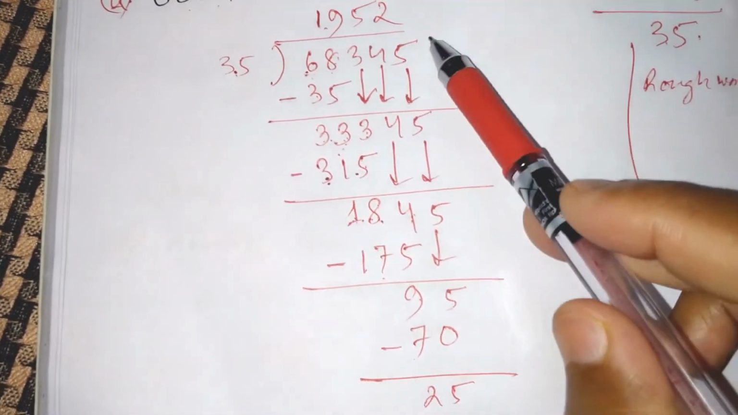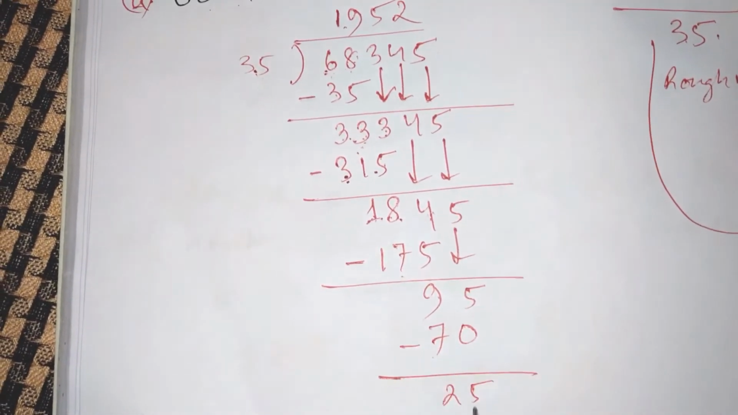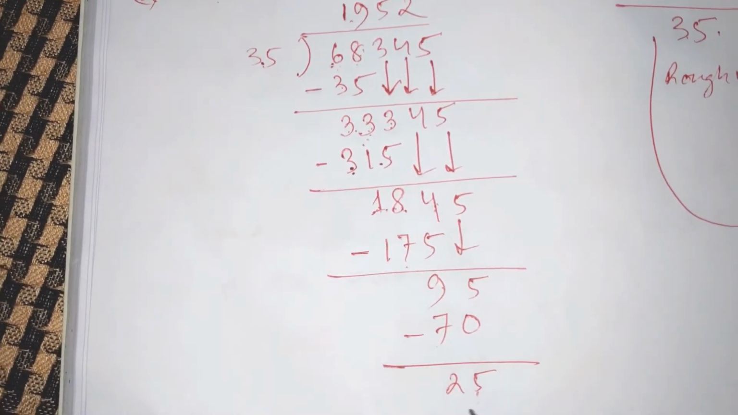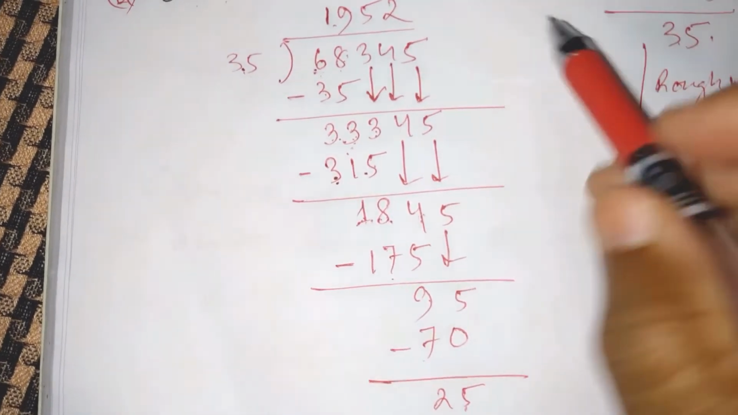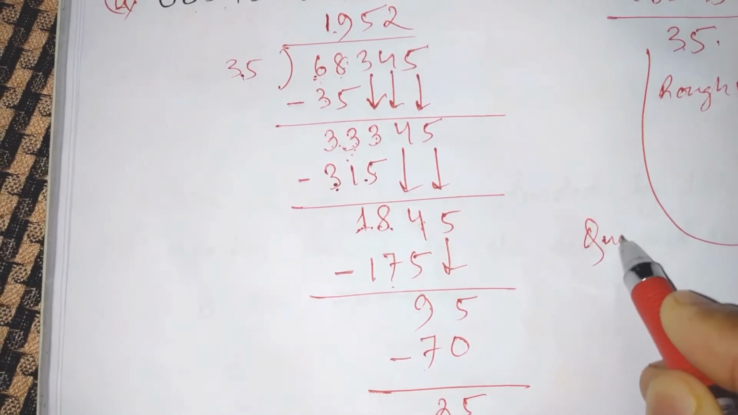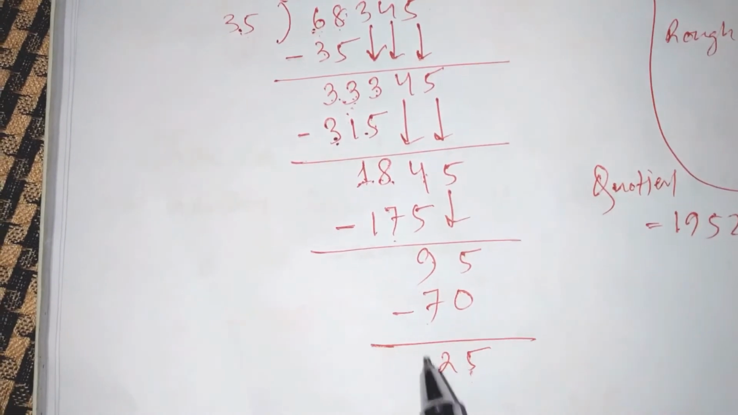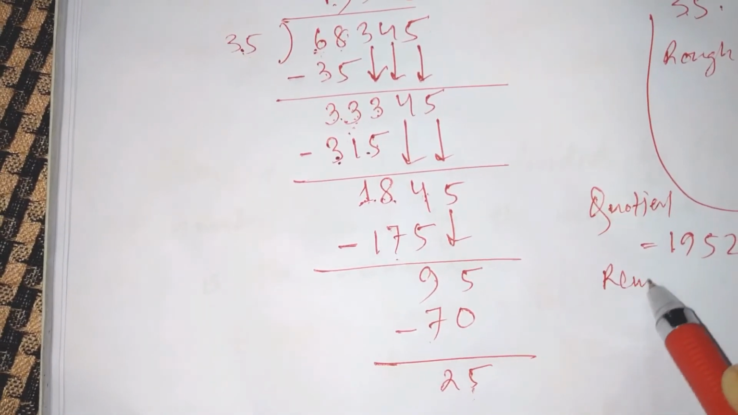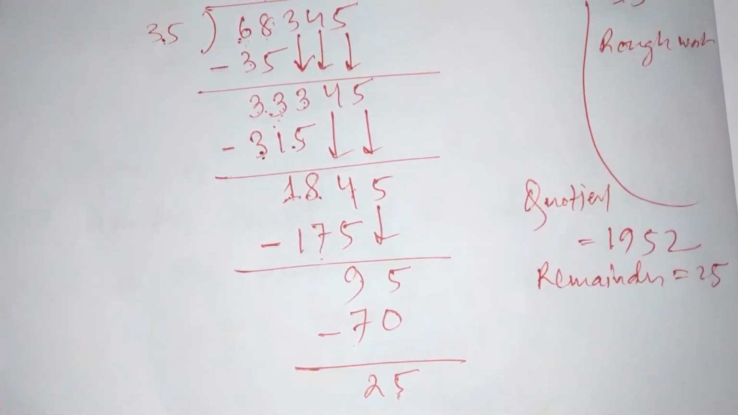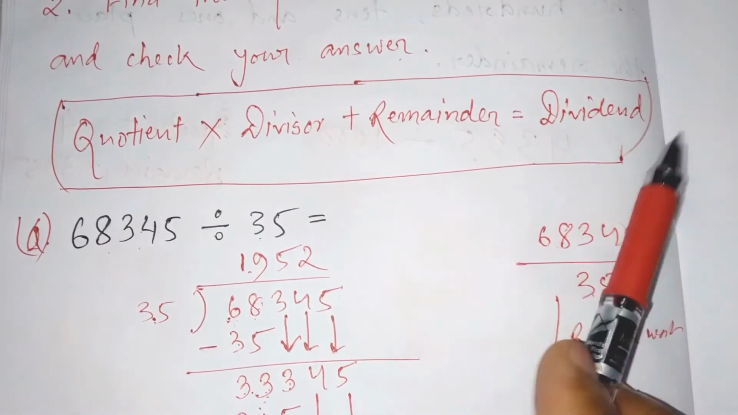Here you have no more numbers, so I have to end here, because this 25 is smaller than 35. If I write 35 ones are 35, this will be more than 25, so I cannot write it. So here you have this number 1952 as quotient, and you have 25 as remainder. Here you have the formula: quotient into divisor plus remainder equal to dividend.